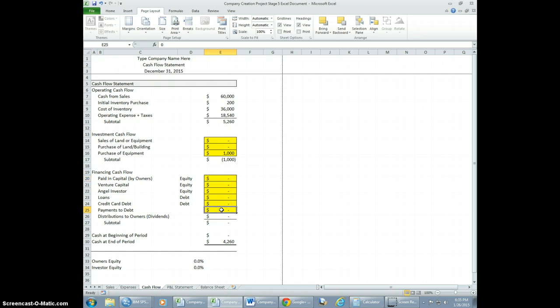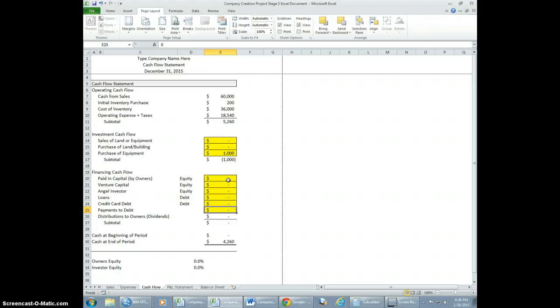Again, for the purpose of this assignment, since we're starting fresh, we assume that at this point in time you do not have any of this debt, so you'll want to keep the payments to debt 0 for this assignment.